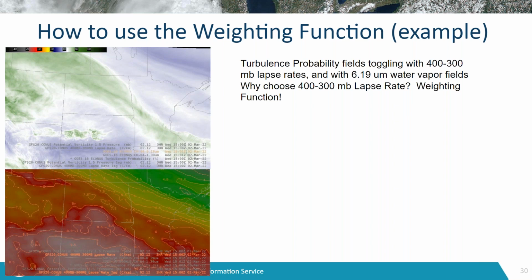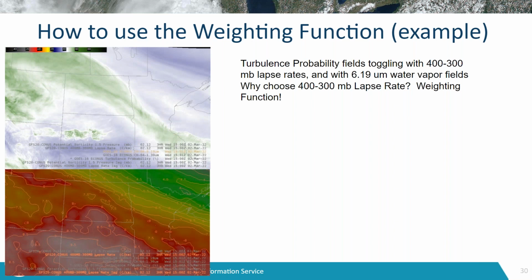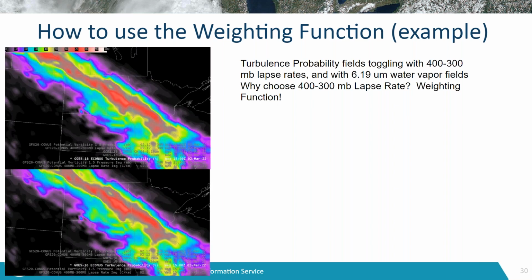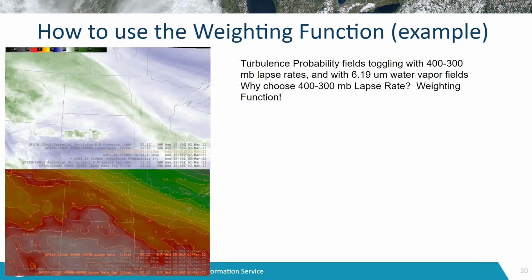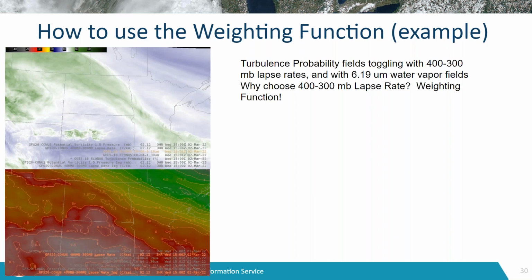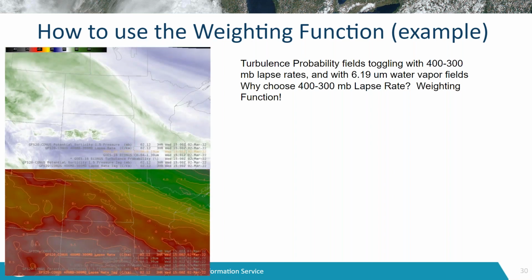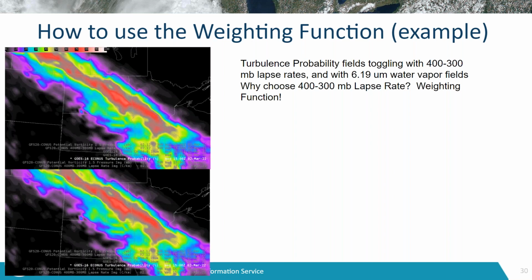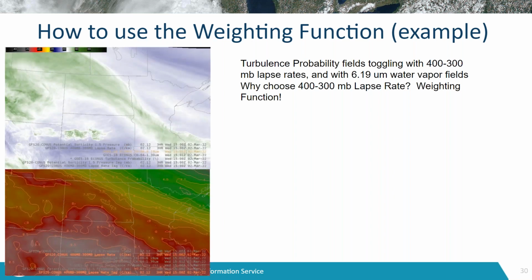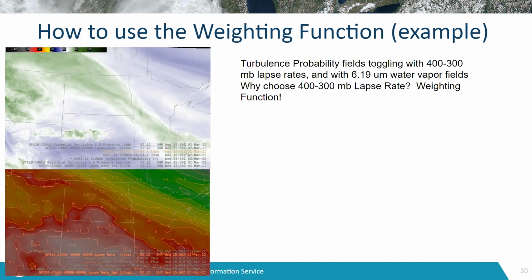Here's just an example. I was looking at turbulence probability fields, which is a product that tells you the likelihood of moderate or greater turbulence. I also have the water vapor channel on the top, and on the bottom I have the GFS lapse rates. And you might ask yourself, why would I choose 400 to 300 millibars for the lapse rate to compare it to the turbulence probability field?